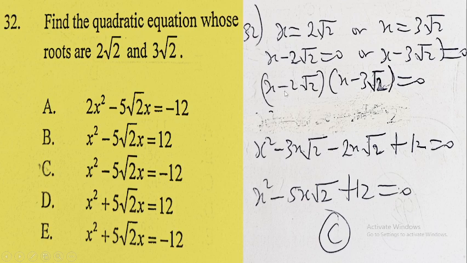Then minus 2 root 2 times minus 3 root 2 will give us minus 2 times minus 3 gives us 6. So root 2 times root 2 gives us 2. So that will give us 12 equal to 0. Then minus 3x root 2 minus 2x root 2 will give us minus 5x root 2. So that makes the equation x squared minus 5x root 2 plus 12 equal to 0. That means option C is the correct option here if you look at it critically.